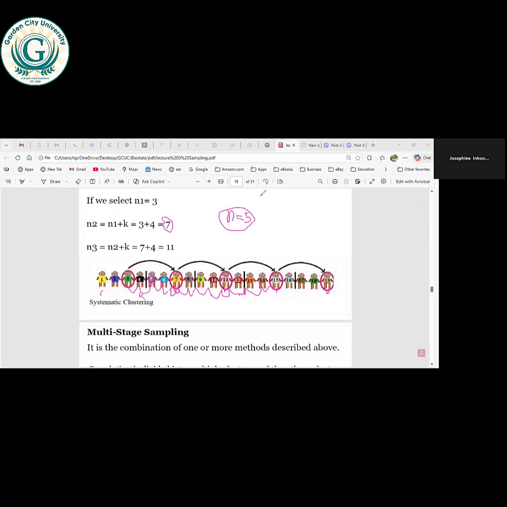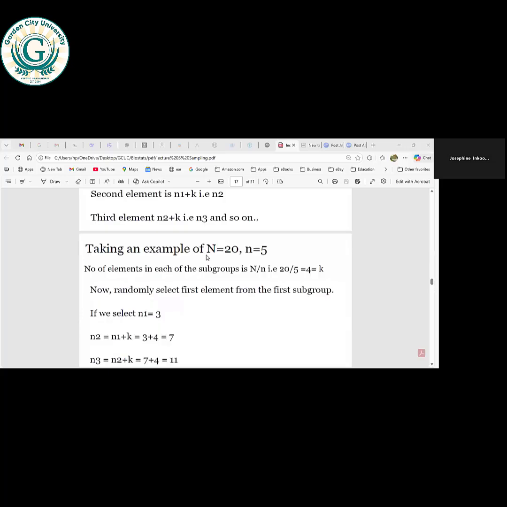This is just a simple calculation. There is no rigorous calculation. You are just dividing your population size by your sample size. Per this example, the population is 20, N is equal to 20, and the sample size is 5. So if you divide 20 by 5, you get 4. That implies that k is equal to 4. So we are going to select every fourth item or every fourth person.